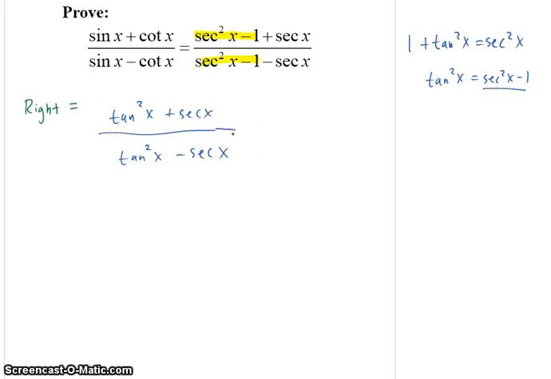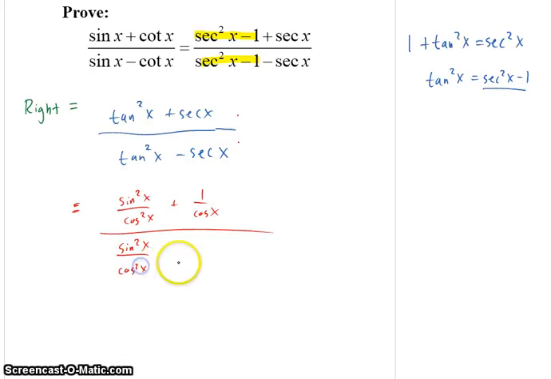Now, what to do next? Well, I know tangent is sine over cosine, so tangent squared is sine squared over cosine squared. I know secant is 1 over cosine. So why don't we change everything to sine and cosine, because I think it's not going to be that hard to find some sort of common denominator, especially to clear those fractions. So let's try it. This is sine squared x over cosine squared x plus 1 over cosine of x, all over sine squared of x over cosine squared of x minus 1 over cosine of x.